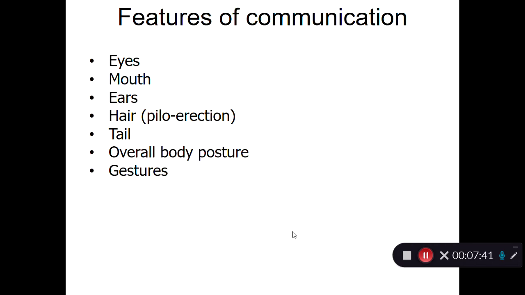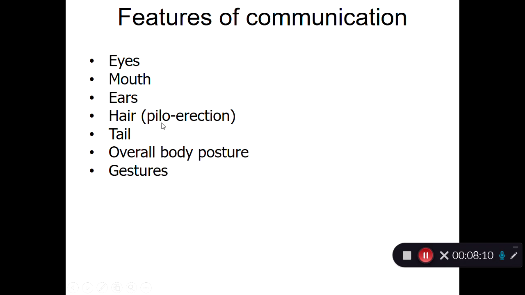So we often don't think about all the different body parts that are used in communication, but animals communicate quite a lot with their different body parts. Things like the eyes can have a lot of communication. We're going to see some examples of this. Position of the mouth, the way the ears are held or flashed, and raising of the hair, called piloerection. Raising of the hair can be an indication.